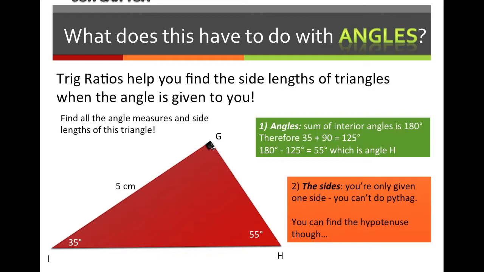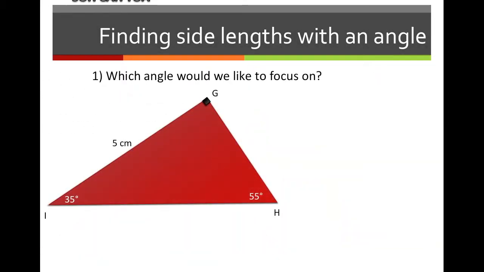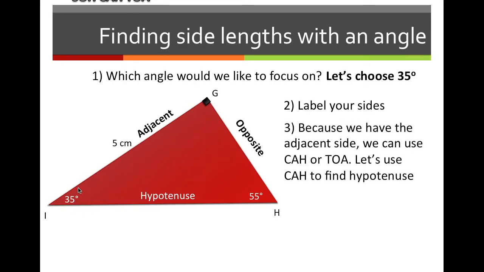For the sides, please don't hesitate to use the Pythagorean theorem. You can do that with a right angle triangle. But in this case, you can't use the Pythagorean theorem because you only have one side. Here's a way for us to look at a right angle triangle and use trig ratios to find a side length. The very first question that you need to ask yourself is what angle would you like to focus on? For this case, we're going to use 35 degrees. And because we are focusing on the 35-degree angle, we need to label our sides according to it. In this case, this is the adjacent, this is the opposite, and this is the hypotenuse for the 35-degree angle.